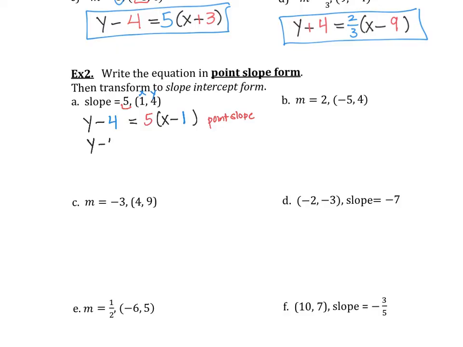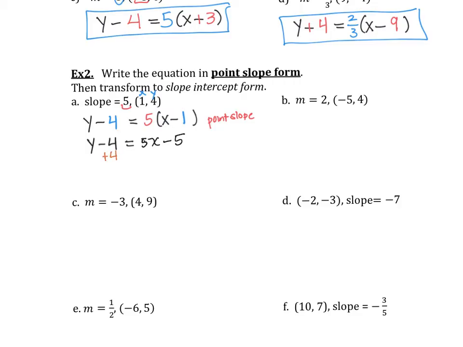The first thing I'm going to do to solve this for y is distribute the 5. If I distribute the 5, 5 times x is 5x, 5 times 1 is 5. So I'm going to get 5x minus 5. For slope-intercept form, I want it to be y equals mx plus b, so I need to get the y by itself. Because I have y minus 4, I'm going to go ahead and add the 4.